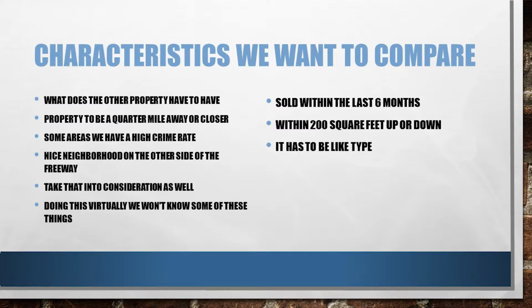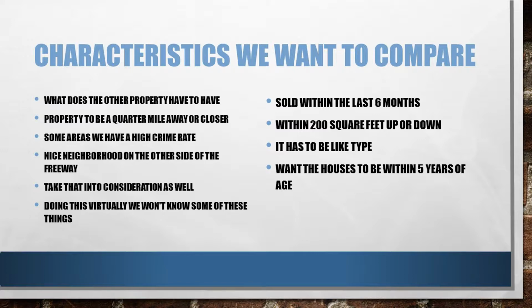And it has to be like type. So if I have a 2-bedroom, 1-bath block house and I have a 2-bedroom, 1-bath stick framed house, well, those aren't like type. Or if I have a colonial house and the other one isn't, it's not like type. So I want to try to get like type. And if you're doing this virtually, you can Google, look at the pictures of the front of the house. Yeah, my house looks like that house.